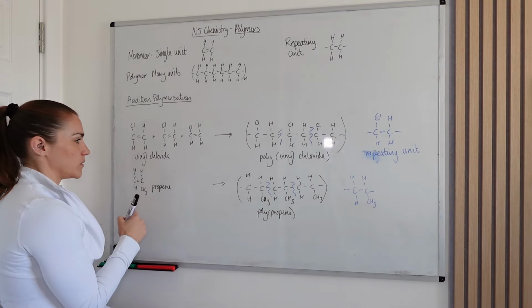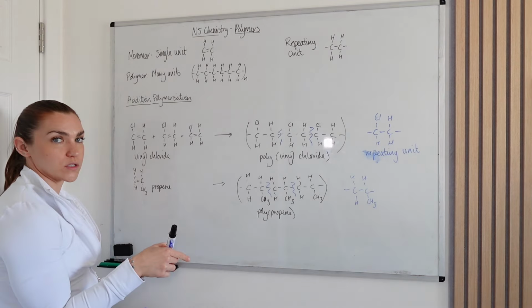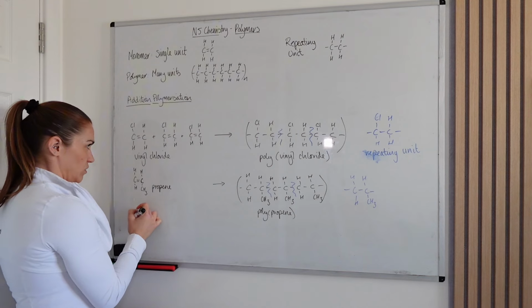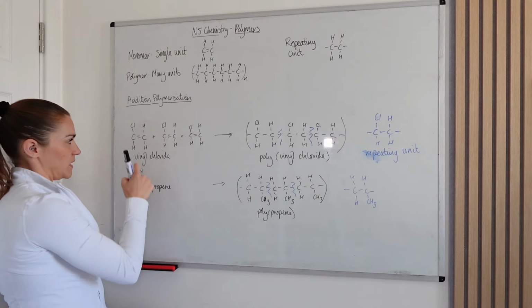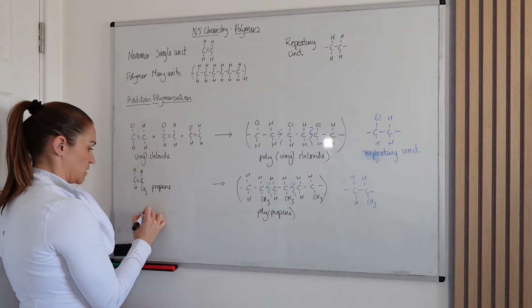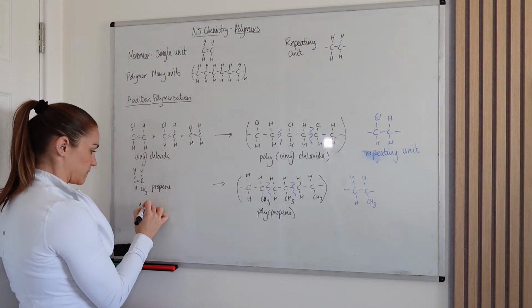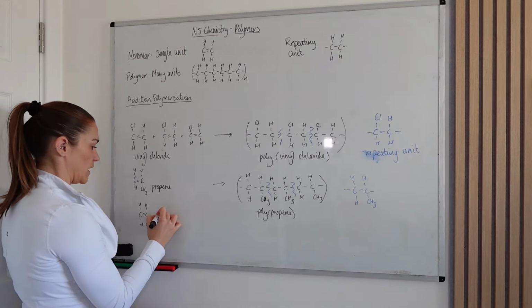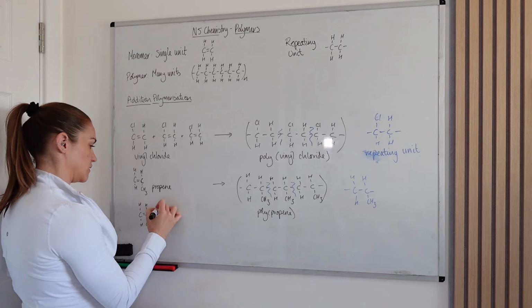So a copolymer would be where you've got 2 different monomers making up the polymer. So let's do a copolymer that's made up of vinyl chloride and propene. So that means that we've got propene as one monomer, and then vinyl chloride as the other.